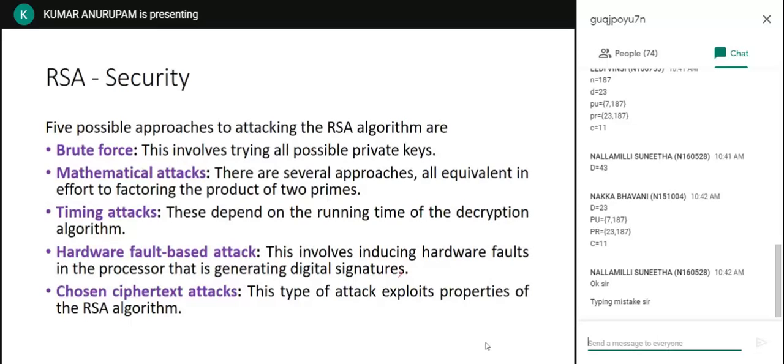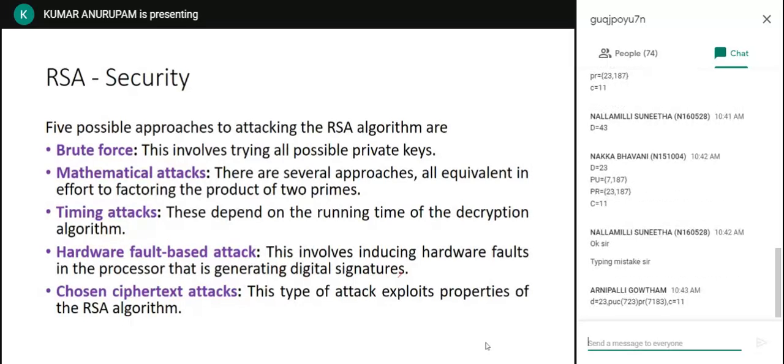You are having 5 possible approaches which can be used for attacking RSA. These are the different approaches which can be used for attacking RSA. Then what are these things? The first kind of attack is brute force. So this is simple, like in symmetric encryption. What we'll do is you try all the possible values of the private key and try to break the encryption. That is the first thing about brute force, and it is same as earlier what you have studied. There's nothing new in that.